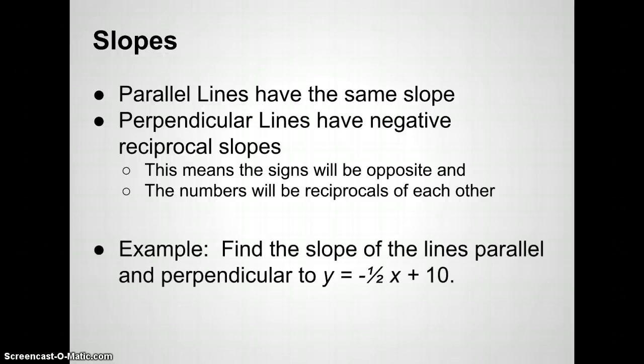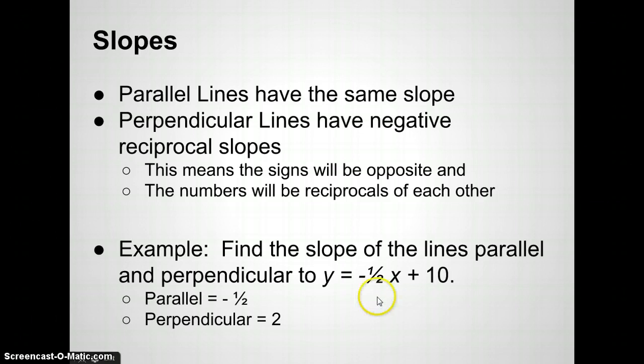So if we look at this example, find the slope of the lines parallel and perpendicular to y equals negative 1/2 x plus 10. Well, the slope of the parallel line has to be exactly the same, so it's going to be negative 1/2. For the slope of the perpendicular, I'm going to change the sign, so it has to be a positive, and I'm going to flip it. It's going to be 2. Now, the format of this equation we're going to talk about next.